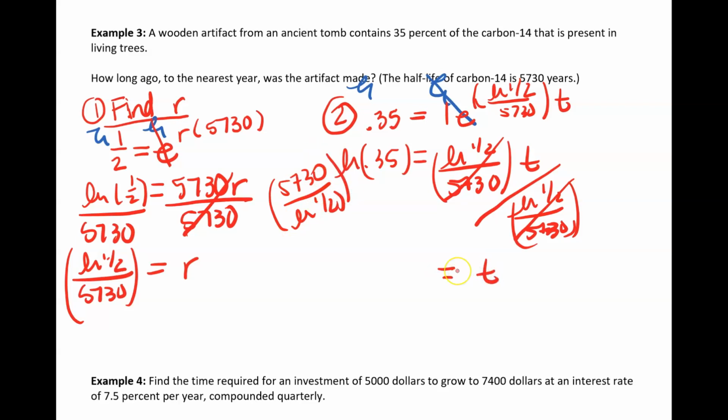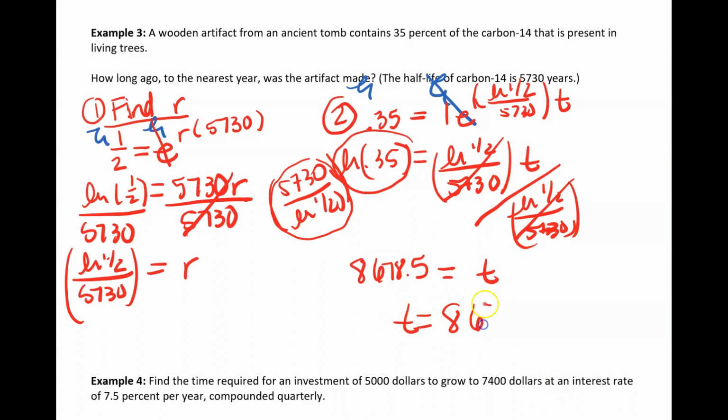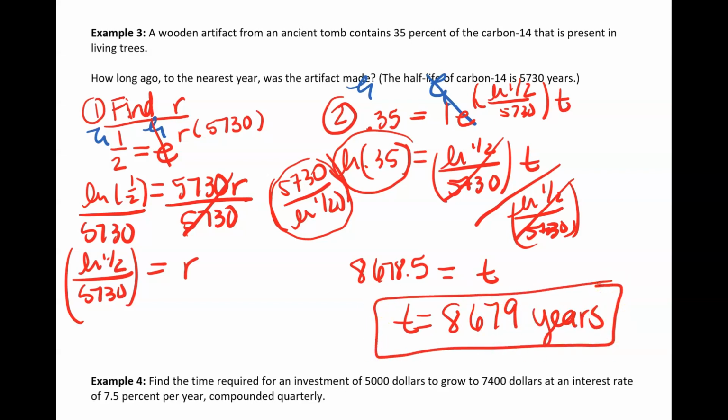So t would be equal to, and go slow when you're using a calculator, type this number in, times this number in, and this gives you 8,678.5. So it says 8,679 years ago is how old that wooden artifact was. We know that it contained 100% of the carbon-14 when it started, and as it decayed we got down to 35%. So that one's a little bit unique because it's not a given milligrams or starting value, but just looking at the carbon dating of it.